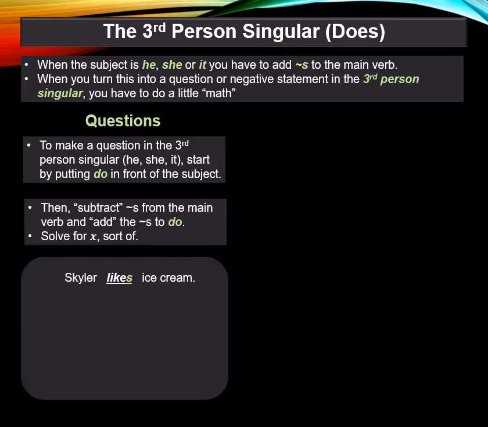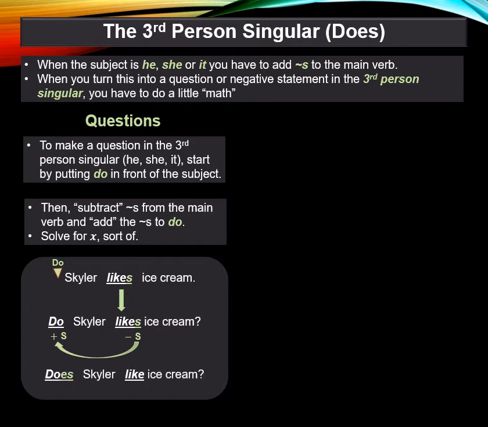So how does this work? Well, Skylar likes ice cream. You have the s because the subject is she. Add do. Now you have: Do Skylar likes ice cream, but this still isn't correct. Now we have to subtract the s from likes and add it to do. So the final question is: Does Skylar like ice cream?